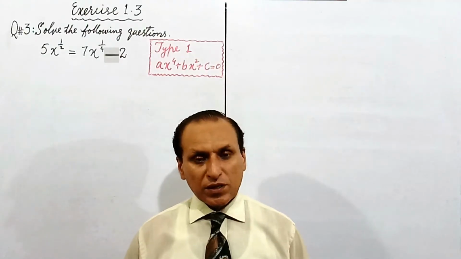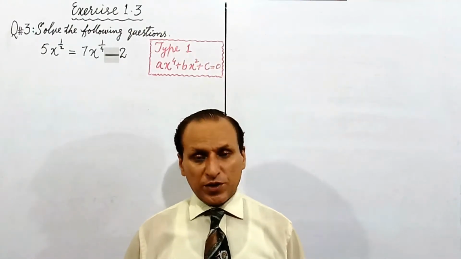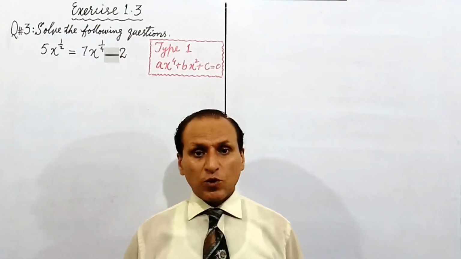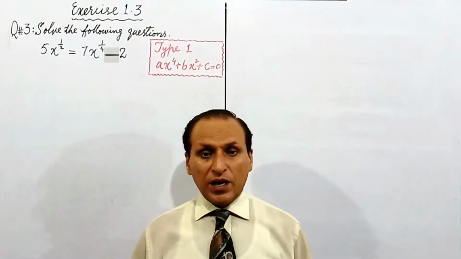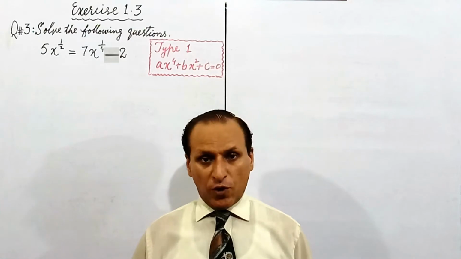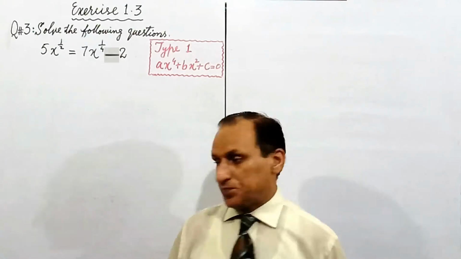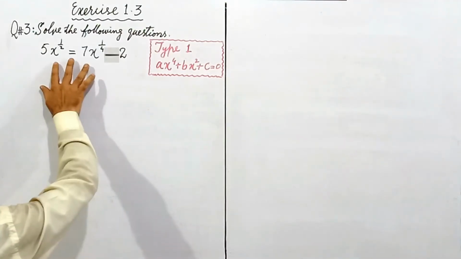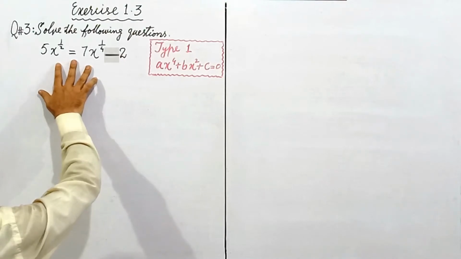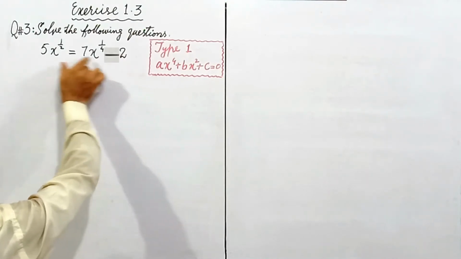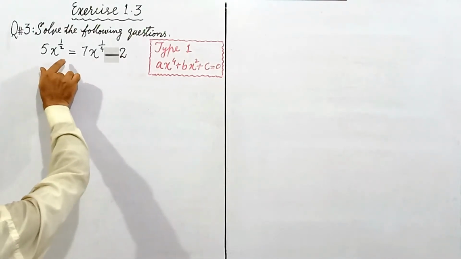Assalamu alaikum students. We continue exercise 1.3 with question number 3. In this we solve the type 1 equations and we reduce them into quadratic form. So let's do it. In the first step for this question, we write in descending order and take these two terms into the left hand side so that they convert it into standard form.